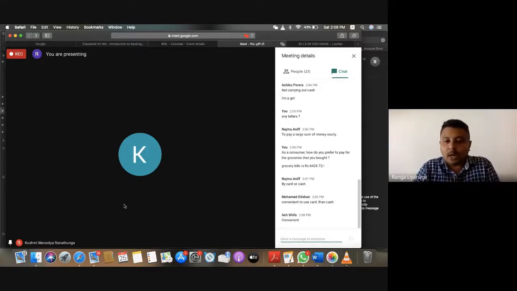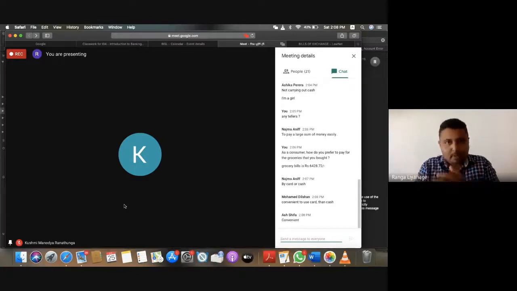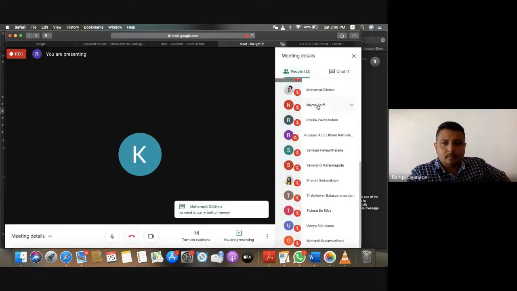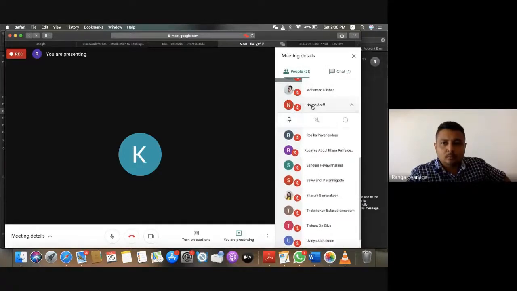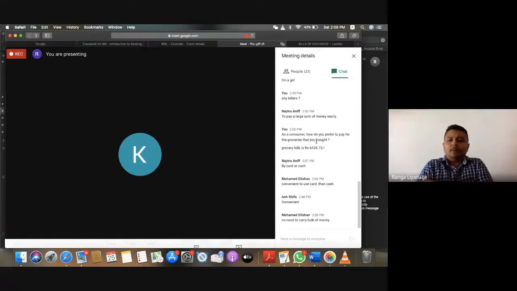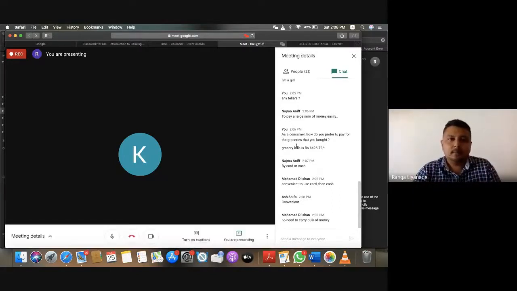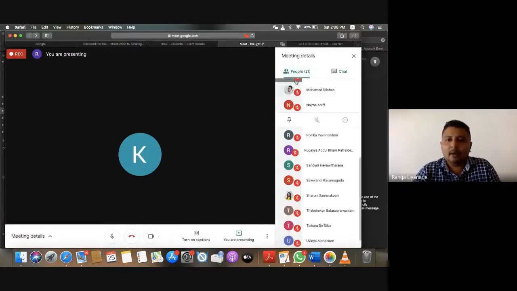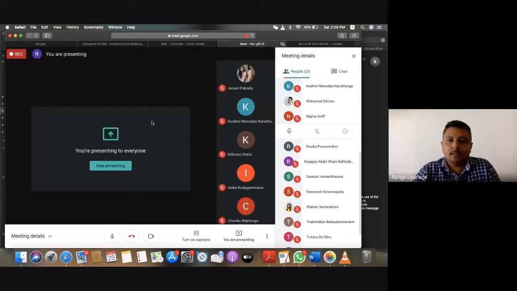Convenient to use card than cash. Convenient. So that's what I'm asking. How is it convenient to use the card rather than cash? No need to carry a bulk of money? Okay, that is one. What else? No need to carry a bulk of money. So that's convenience. What else?